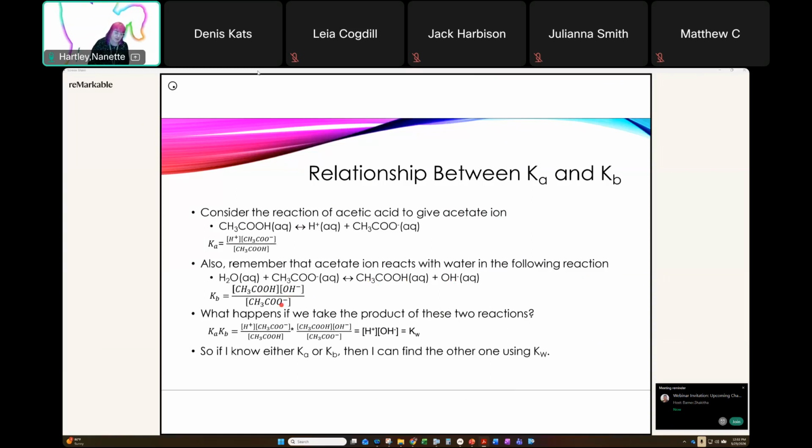An interesting thing happens if I multiply Ka, this expression right here, times Kb, this expression right here, which I've done right here. So this is the Ka portion, and this is the Kb portion. This cancels with this, and this cancels with this, and I'm left with H plus times OH minus, which equals Kw.